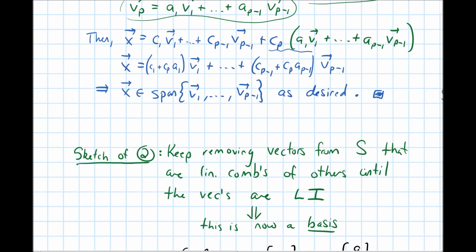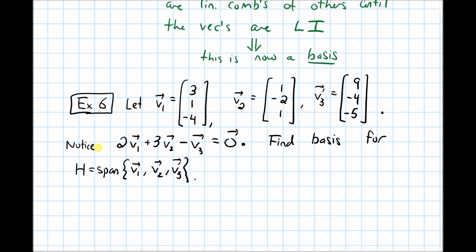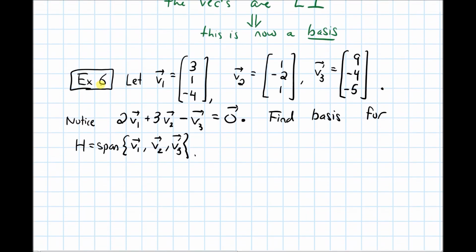Okay, so let's do an example. Okay, so this is example 6, and this is continuing my numbering of examples from the previous video. Okay, so let's let V1, V2, and V3 be these vectors. And I want to notice that there's some linear combination of them, it's non-trivial, that equals the 0 vector. So I'm going to use that fact to find a basis for the subspace H which is the span of these three vectors.